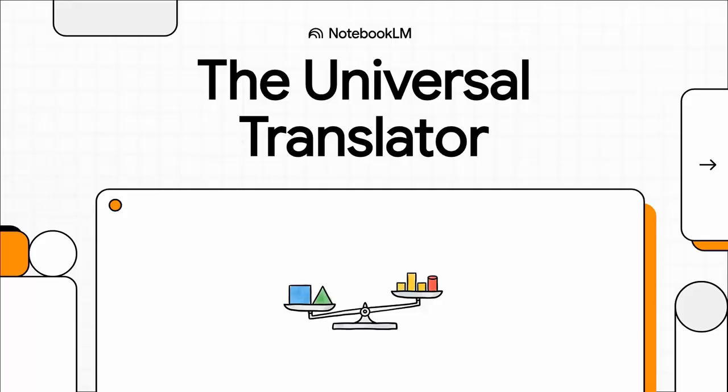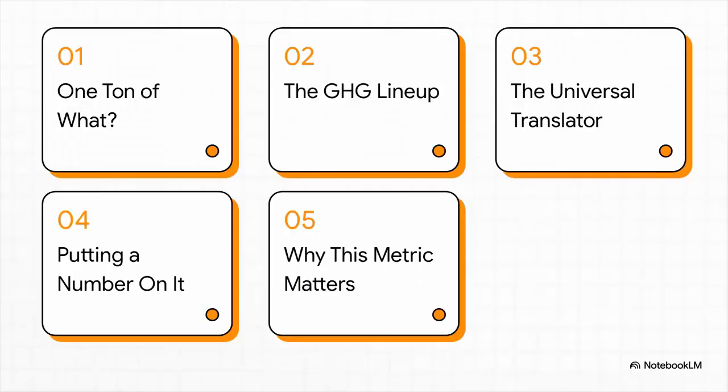Let's get into it. So, here's our roadmap. First, we'll tackle that whole idea of a ton of emissions. Then we'll meet the key players, the greenhouse gases we're actually talking about. After that, we'll uncover the universal translator that lets us compare them, see how the math really shakes out, and finally, we'll connect the dots on why this one metric is absolutely critical for, well, everything.